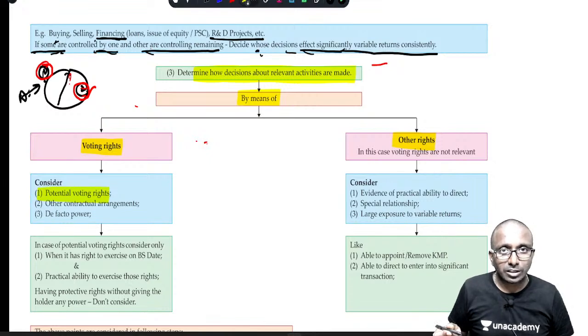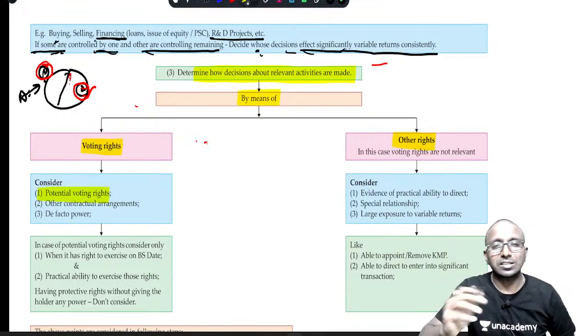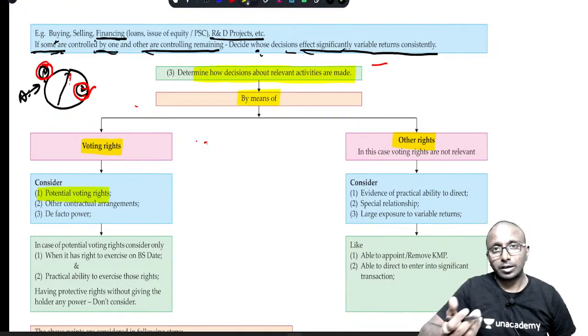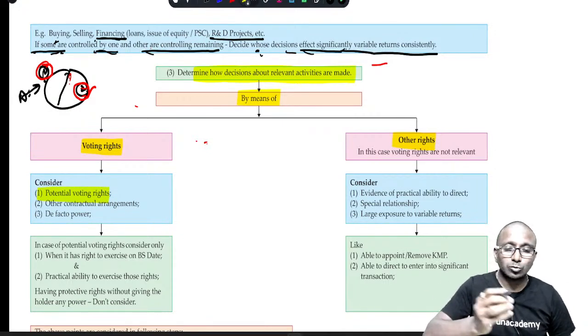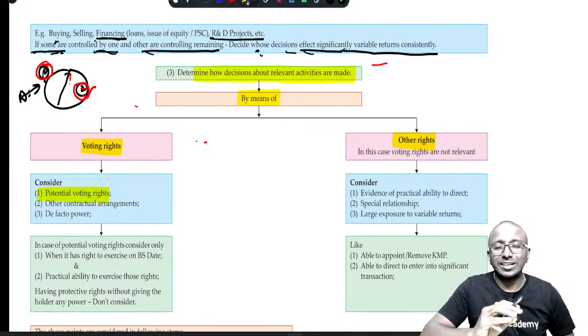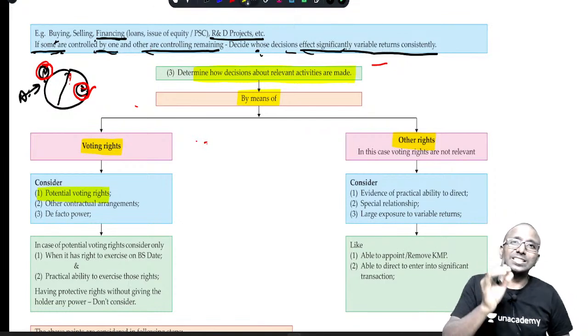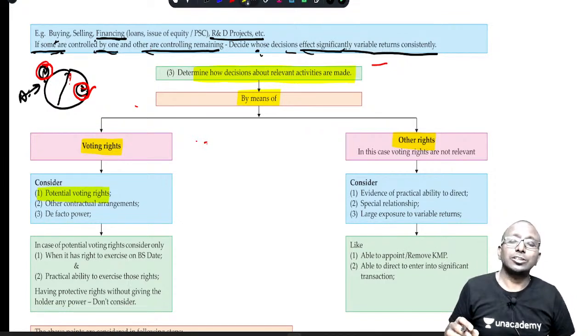What are potential voting rights? I have options to purchase the shares. That is a potential voting right. You must have heard this term in Ind AS 33, that is earnings per share. For calculation of diluted earnings per share, you must have used it.